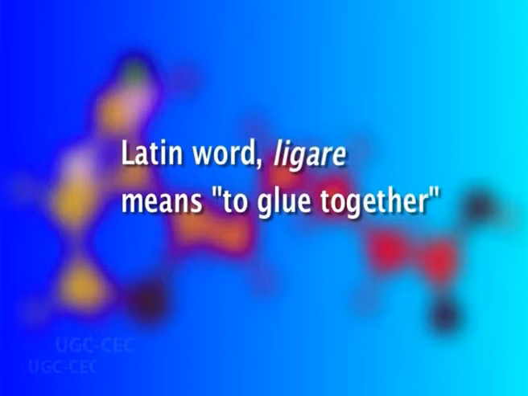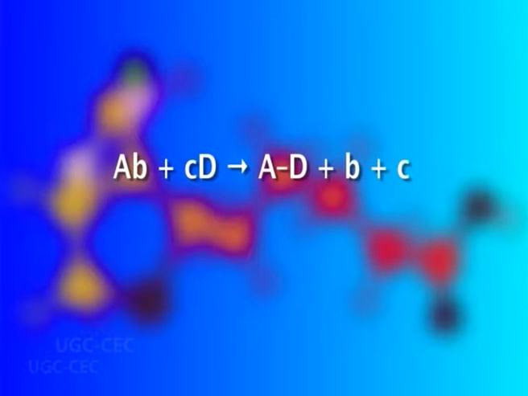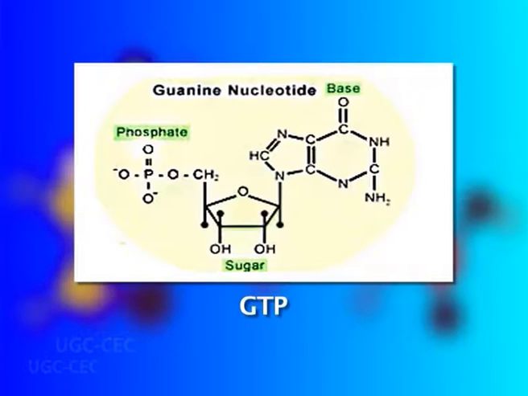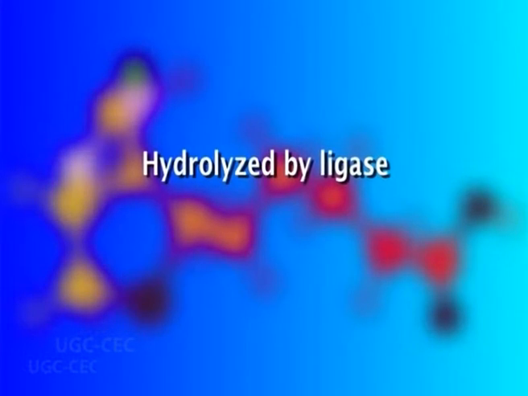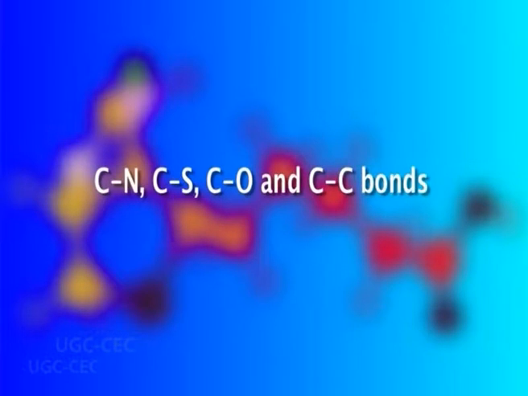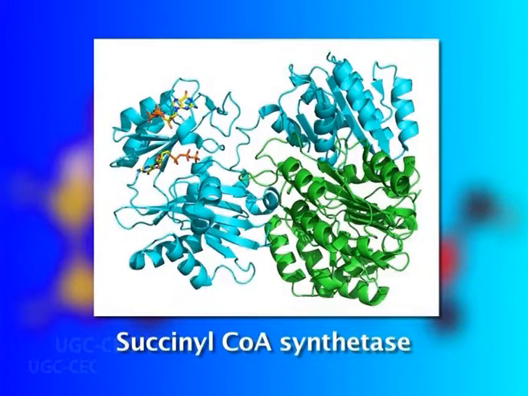Ligases. The word ligase has been taken from the Latin word ligare, which means to bind or to glue together. It catalyzes the joining of 2 large molecules to form a new covalent bond coupled with the hydrolysis of a small dependent chemical group. For example, a pyrophosphate bond in ATP, GTP, or a similar compound is hydrolyzed by ligase. The enzyme links together 2 compounds and catalyzes the joining of carbon-nitrogen, carbon-sulfur, carbon-oxygen, and carbon-carbon bonds. Some of the common examples of ligases are DNA ligase, pyruvate carboxylase, and succinyl-CoA synthetase.